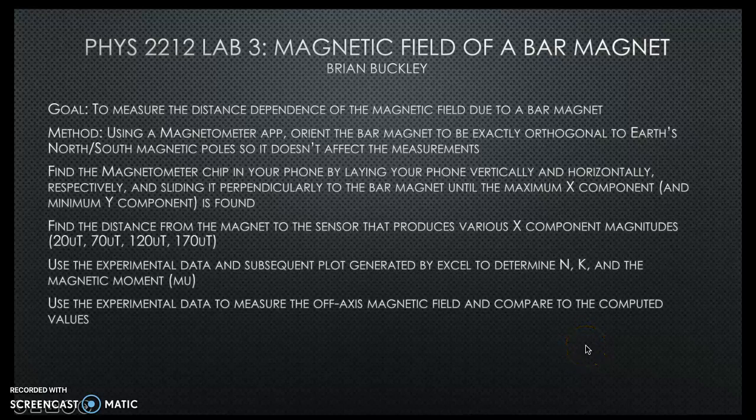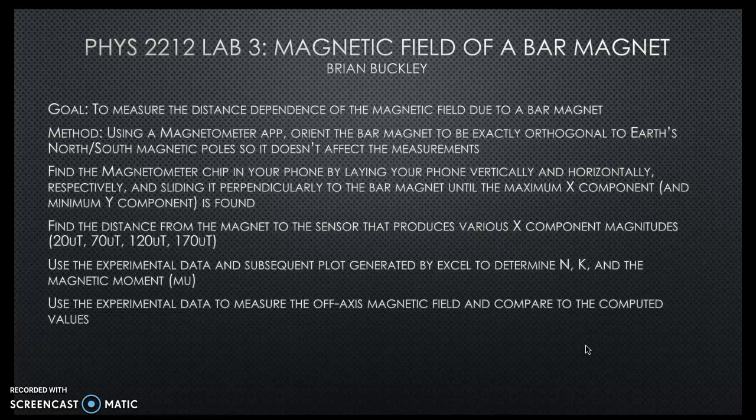Hello, this is my Physics 2212 Lab 3 video walkthrough on magnetic fields of a bar magnet. The goal of this experiment is to measure the distance dependence of the magnetic field due to a bar magnet. The method used is a magnetometer app to orient the bar magnet to be exactly orthogonal to the Earth's north and south magnetic poles so that it is removed from the equation and doesn't affect our calculations.